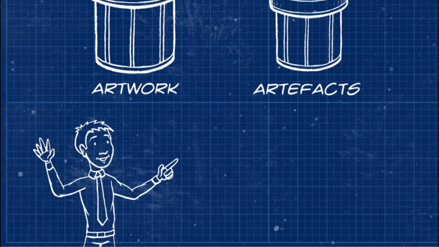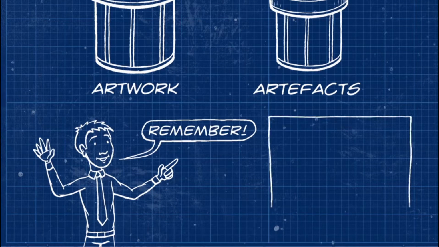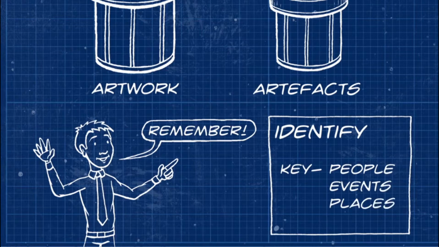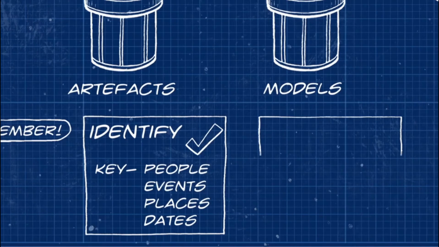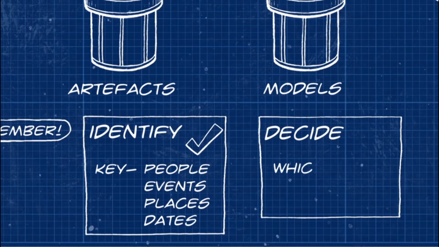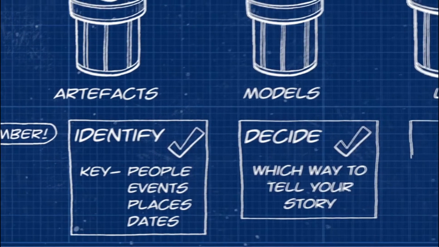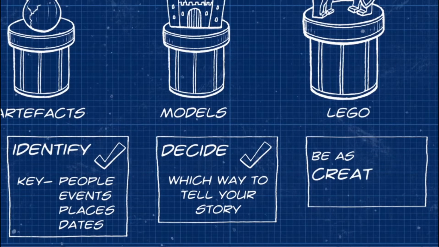When it comes to telling your story, the key things to remember are: identify the key people, events, places and dates you need to include. Decide which way you are going to tell your story, whether chronologically or thematically. And finally, try to be as creative as possible in how you tell your story.